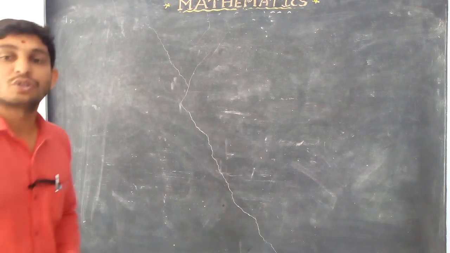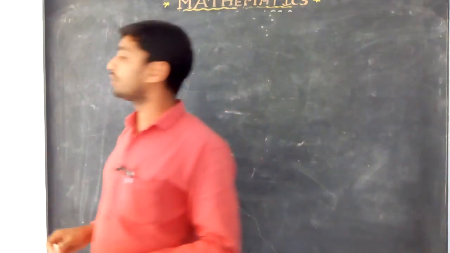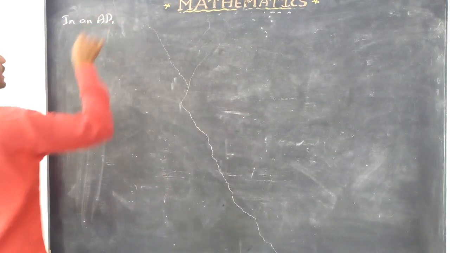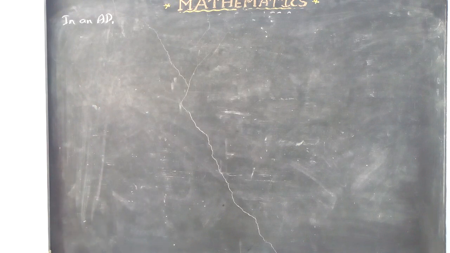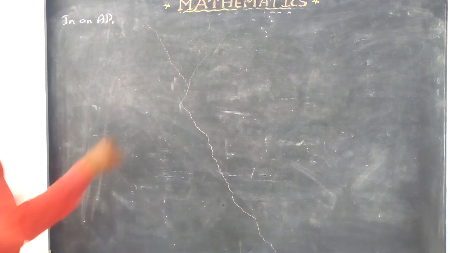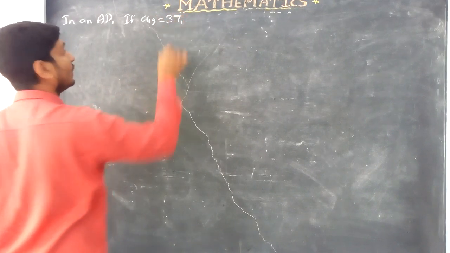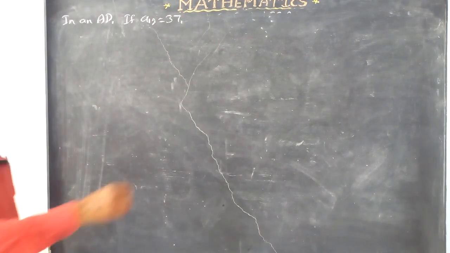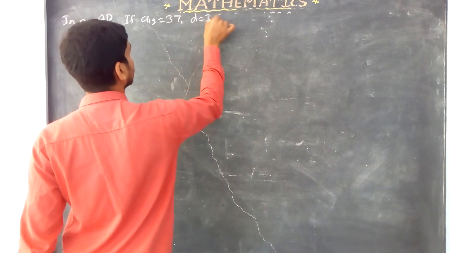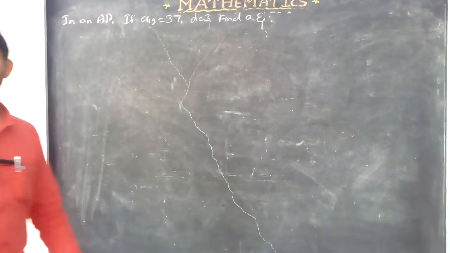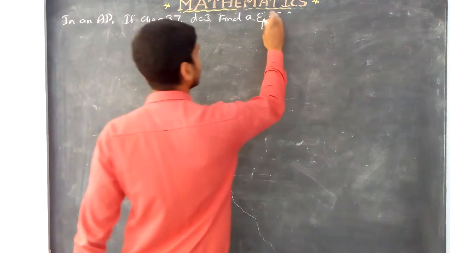Okay, now let us go for the third question. The question is like this: in an AP, question number 3 is, in an AP, if A12 is equal to 37 and D is equal to 3, find A and S12 is the question.